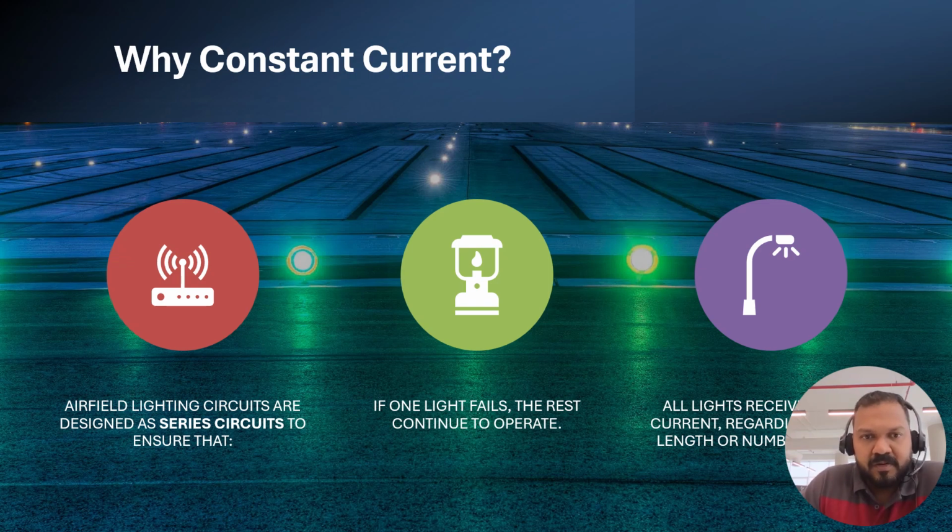So the question comes, why constant current? N number of lights are placed in the airfield, so if some lights fail, it should not affect the other lights. For that reason we need to provide constant current throughout the circuits without any failure, and the current we are providing should maintain the same power to enhance the lighting. Because airfield lighting is linked with runway landing and takeoff, so it is very important.